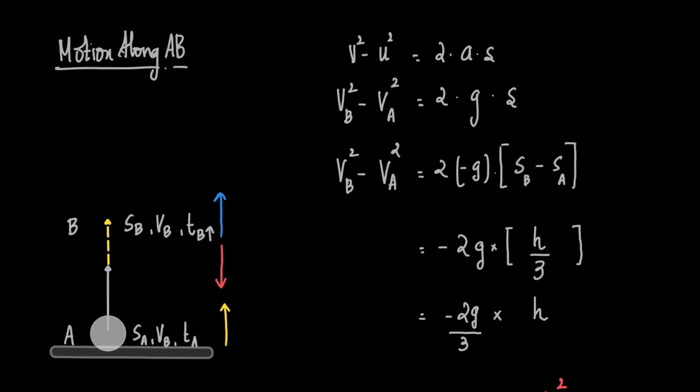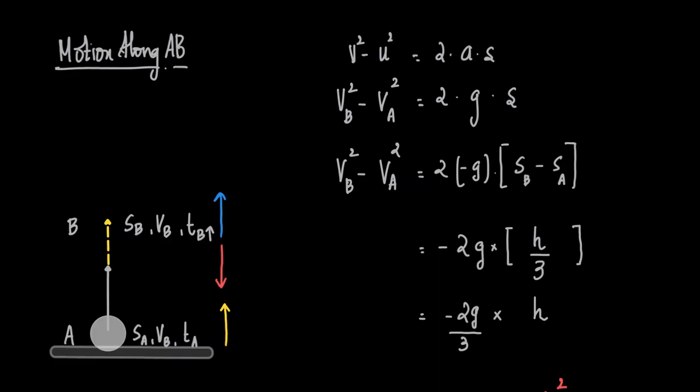Now let's see what's the case with the same motion along AB, but this time using the equation V square minus U square is 2AS. Yes, we're not using the equation S is equal to UT plus half AT square. Instead, we are using V is equal to U plus AT and V square minus U square is 2AS. Multiple ways of looking at the same problem.